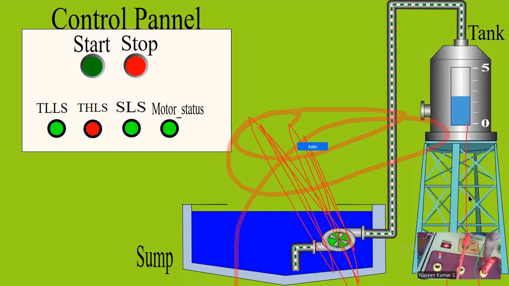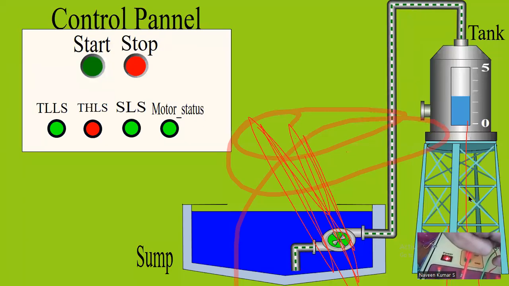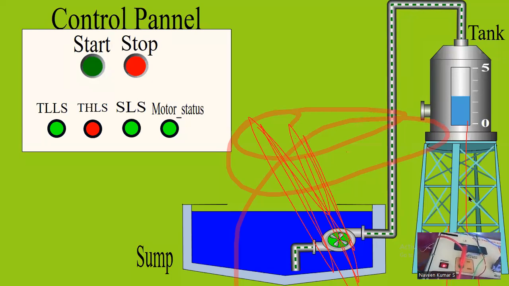And X2 is connected to the tank low level sensor placed in the tank. And this X3 is connected to the tank high level sensor. This X4 is connected to the sump level sensor. So these are the physical connections we have made.